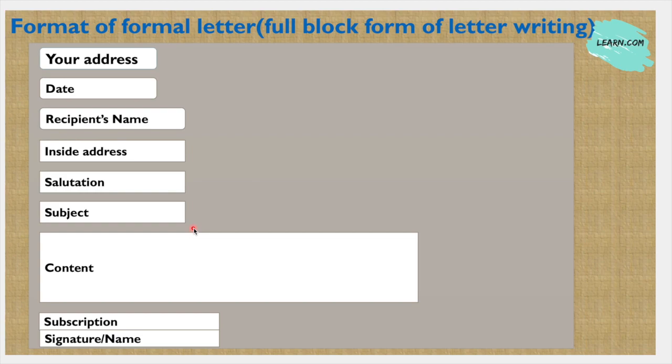Now here you can see on the left hand side, first you have to write our address, means the address of the person who is writing the letter, followed by the date. Then we write the recipient's name to whom we are writing the letter, the address of that person or the company, the salutation, that is dear sir, dear madam, or respected sir, respected madam, then subject, finally the content of the body, the subscription or the complimentary close, and finally the signature or the name of the person who has written the letter. So this is the format of the letter.